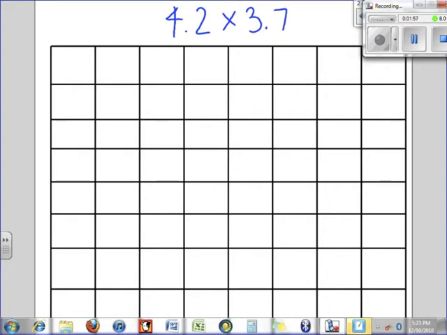Our next problem is 4.2 times 3.7. 4 and 2/10 times 3 and 7/10. Once again, you want to use grid paper to keep everything perfectly aligned. And with multiplication, it doesn't matter if you put the 3.7 on top or on the bottom. It makes no difference, just like addition.